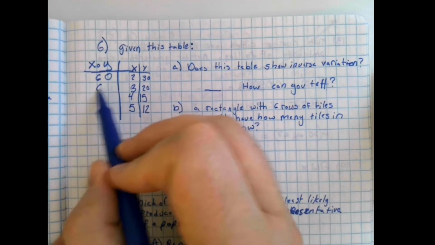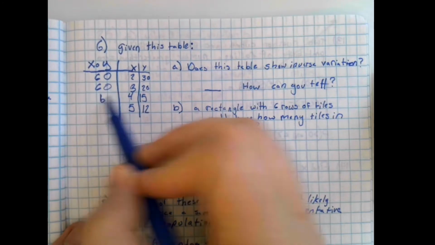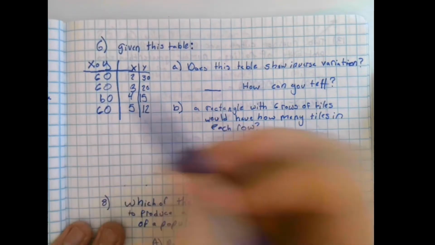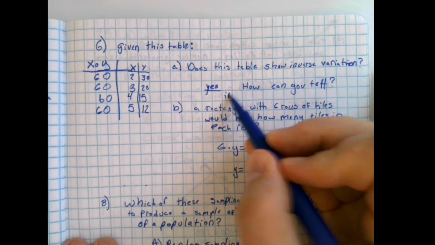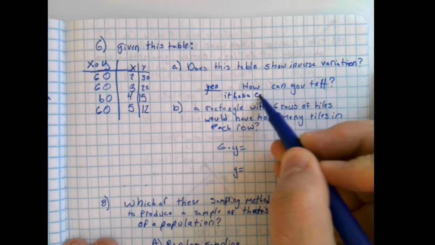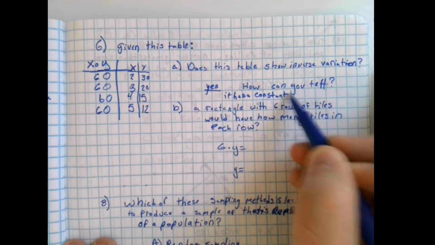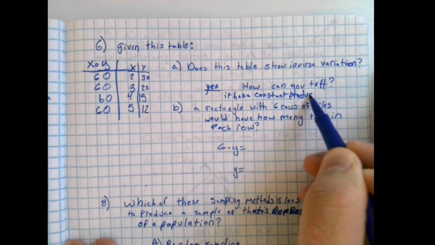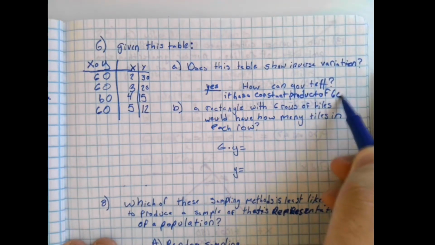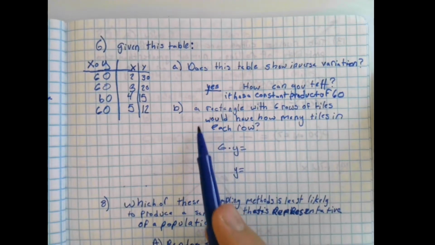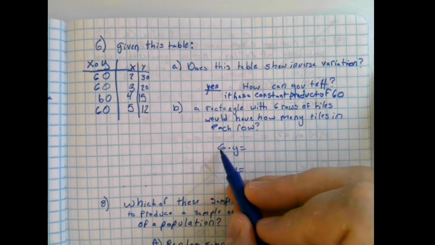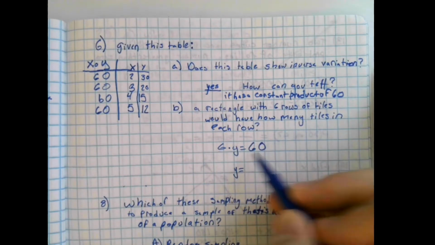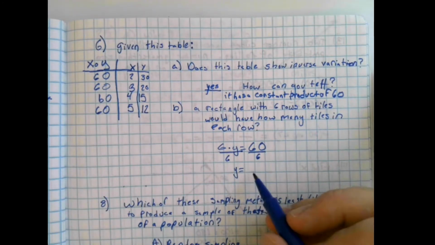3 times 20 is 60. 4 times 15 is 60. 5 times 12 is 60. So yes, it shows inverse variation. We can tell it has a constant product of 60. Now, a rectangle with 6 rows of tiles would have how many tiles in each row? Well, 6 times the number of tiles would have to equal 60. So if we divide both sides by 6, we'd get y equals 60 over 6, which is 10.